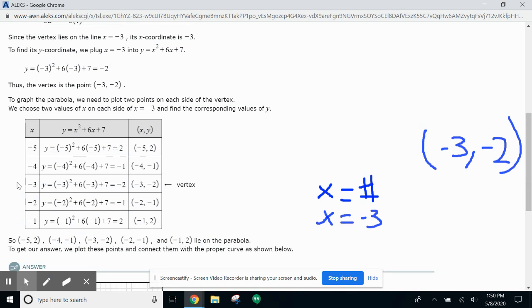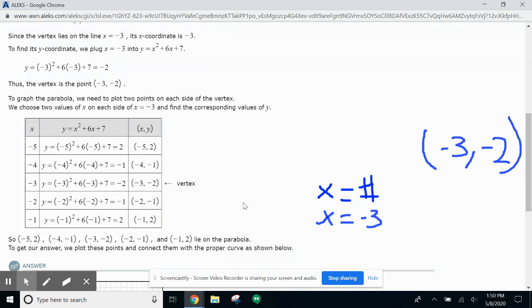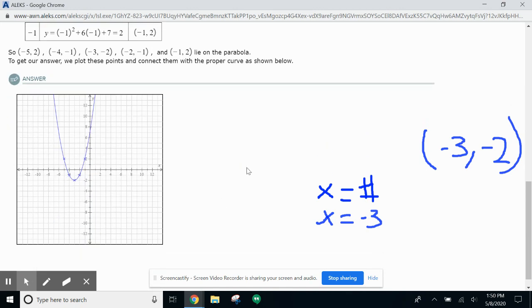And we're going to make a table the same way, okay? We're going to go 2 terms on the left, so 2 terms lower, and 2 terms higher. -3, -2, -1, -4, -5. And when we plug those numbers into our equation for the x values, we'll get different y values out, and we'll get all these different y values to plot on the graph.